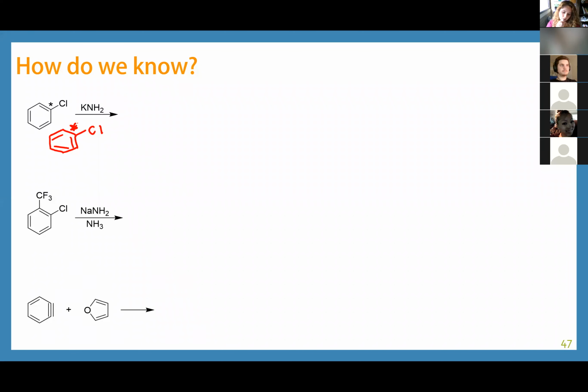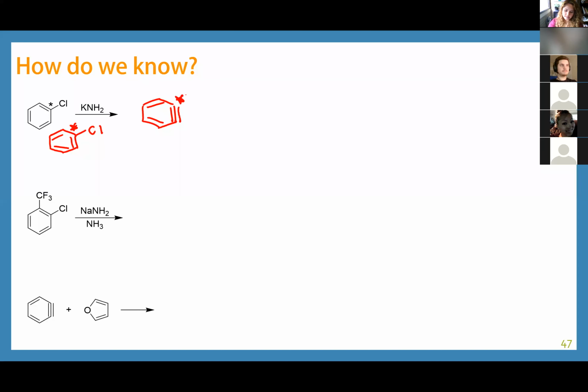So if you label a molecule by inserting a carbon-13 atom, so that atom with the star there is carbon-13, you can actually track it using carbon-13 NMR. So we know that the carbon-13 atom in this benzene ring is the one that has the chlorine on it. And we react with potassium amide, and we go through benzyne.